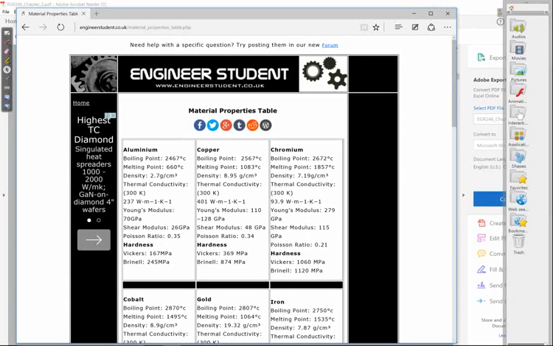Now, there's another thing that I should point out here. This is a British website. Look at the URL here. There's a .uk. So you notice what system of units all these values are in. Everything is in the SI system.